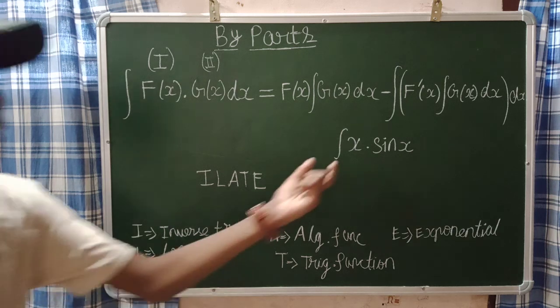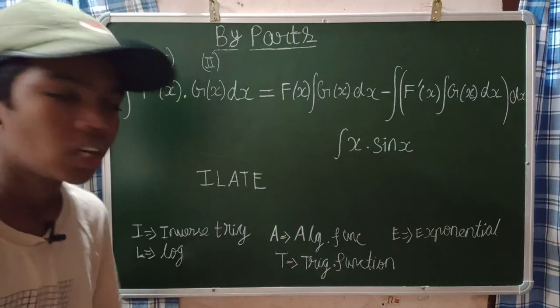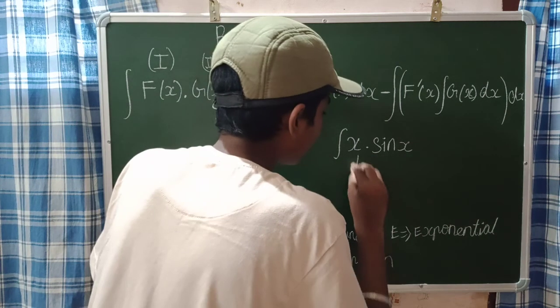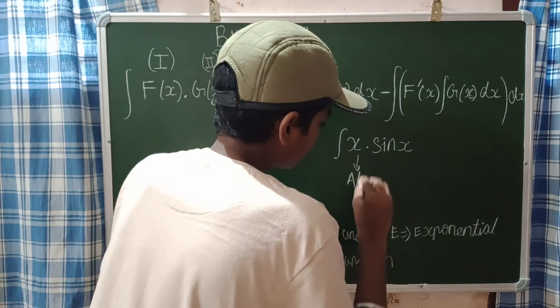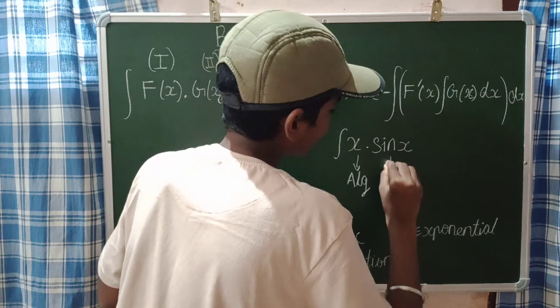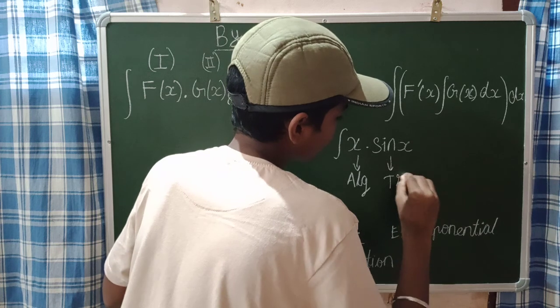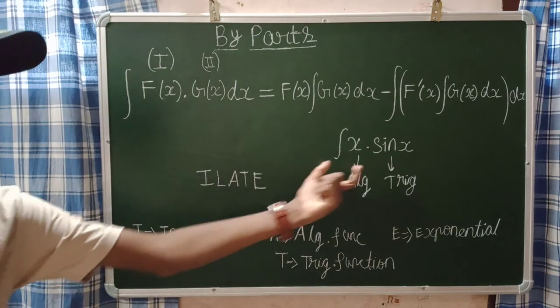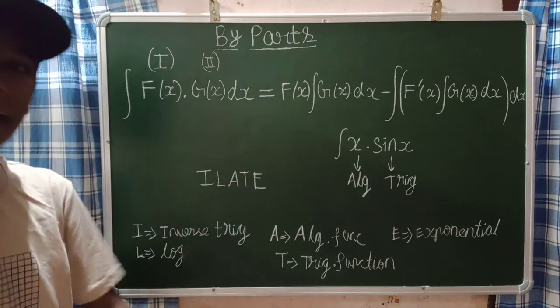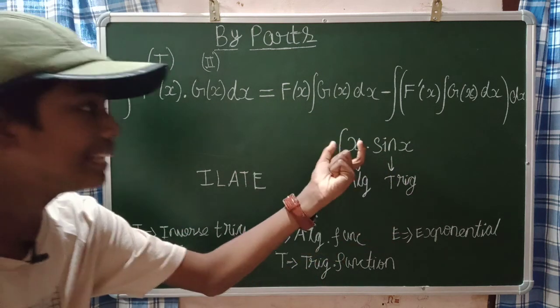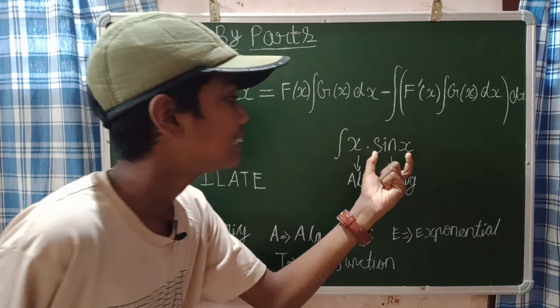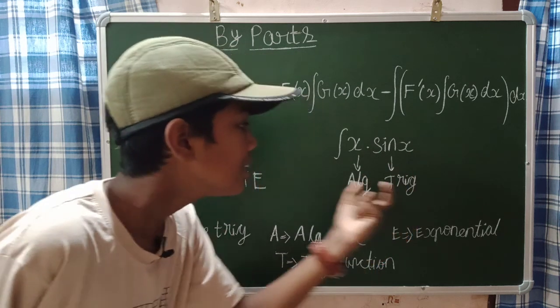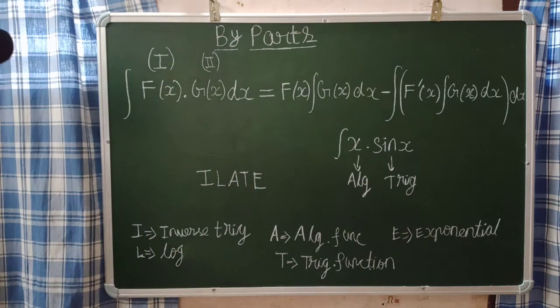Now, tell me one thing, which function will you choose as your first and second function? What is your x? Your x is nothing but your algebraic function. Sin x will be your trigonometric function as per the ILATE rule. So in this integral of x into sin x, you will be using the by parts rule because there are two functions, x being algebraic and sin x being trigonometric.